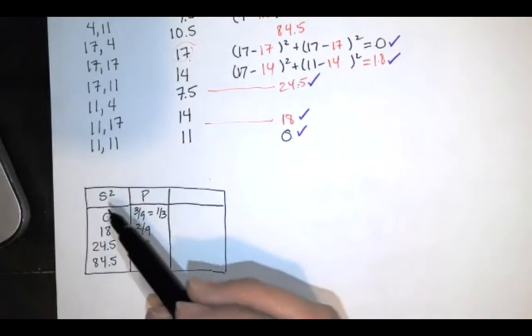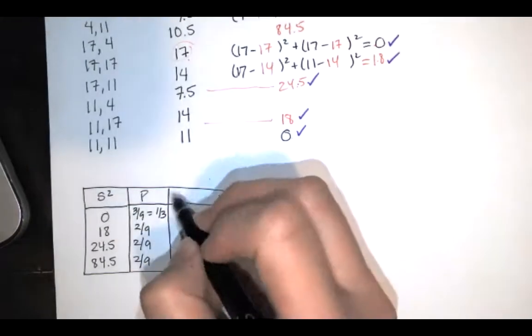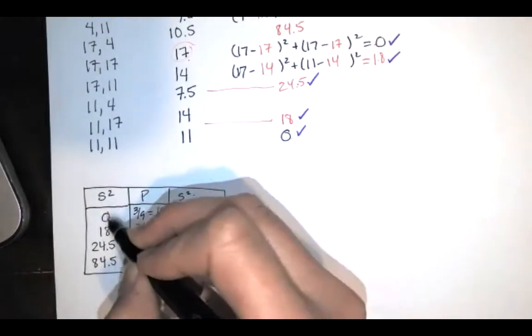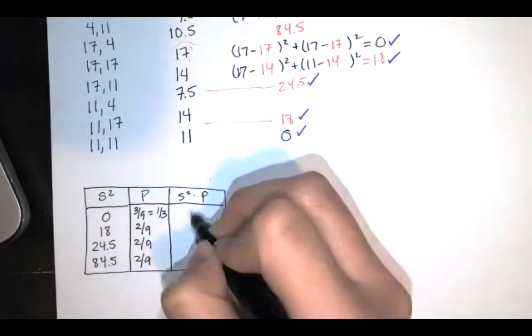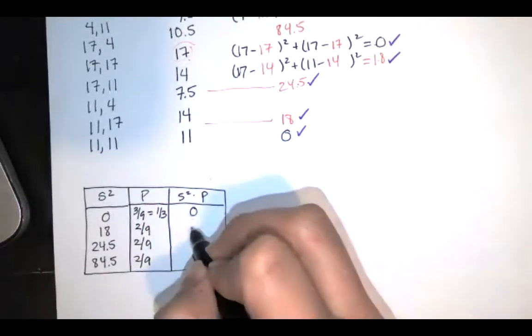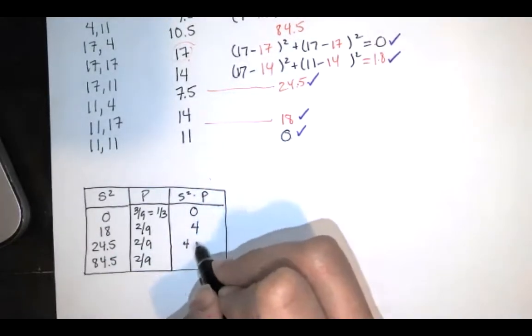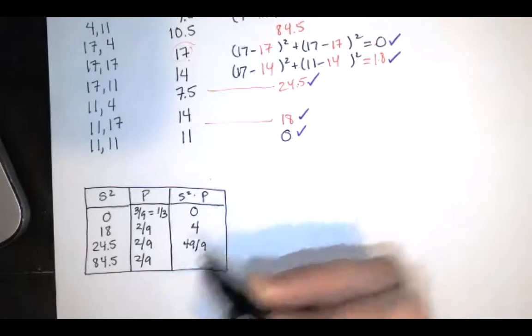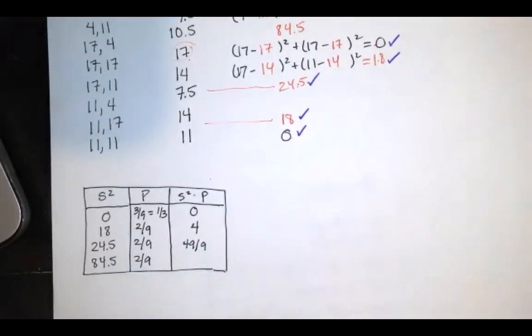Now, if I want the mean of this discrete random variable, all I do is take the values of that variable and multiply by the corresponding probability. So that's going to give me a 0. That's going to give me a 4. This is going to give me a 49/9. And this last one, what is that? 84.5 times 2.